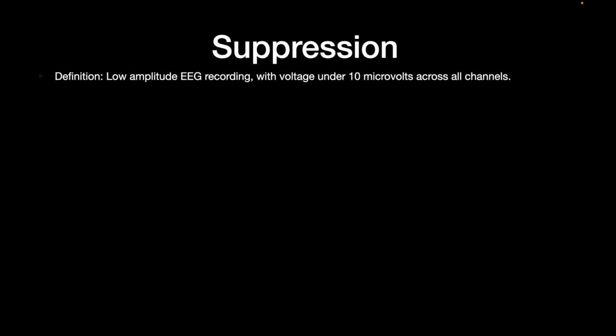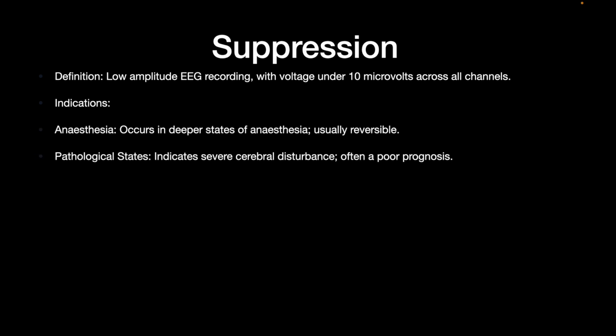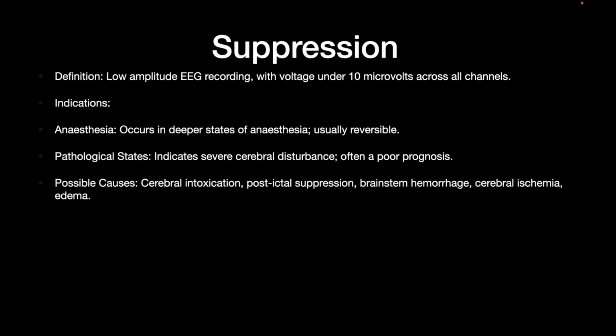Next is suppression. These are low amplitude EEGs with voltage under 10 microvolts across all channels. The indication is anesthesia, that is a deeper state of anesthesia, which is usually reversible. In pathological conditions, it is severe brain dysfunction, which often carries a poor prognosis. Possible causes of this are cerebral intoxication, post-ictal suppression, brainstem hemorrhage, and cerebral ischemic edema.